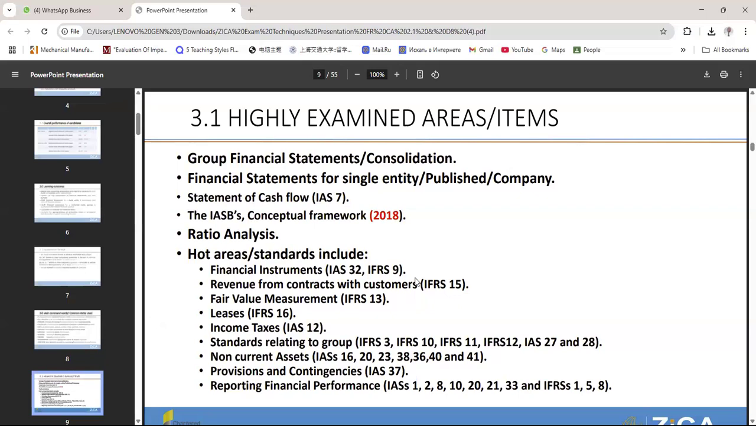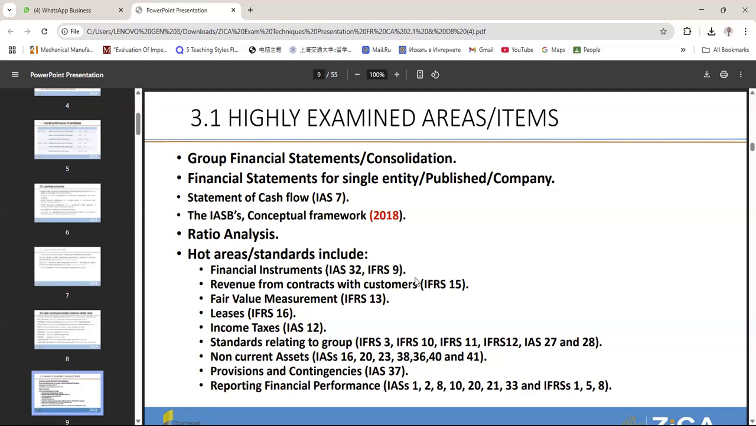Another important area is ratio analysis. If you check even the March 2025 exam, in both CA2.1 and D8, there was a question on ratios. Financial instruments, IAS 32, are highly examined. If it comes, what are they going to test you on? It talks about the presentation of financial instruments.